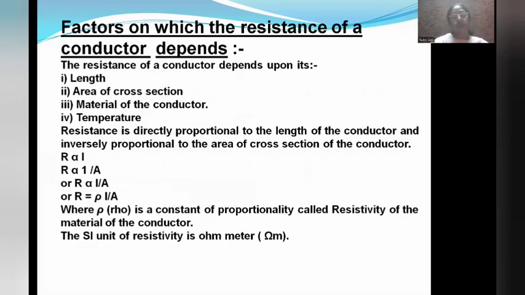Resistivity depends only on two factors. One is the material and the other is the temperature. That means resistivity is specific to a given material. That is why it is also known as specific resistance. And the SI unit of resistivity is ohm meter. So this is resistivity. So the difference between resistance and resistivity is resistance depends on the length and area of cross-section, whereas resistivity does not depend on the length and area of cross-section.